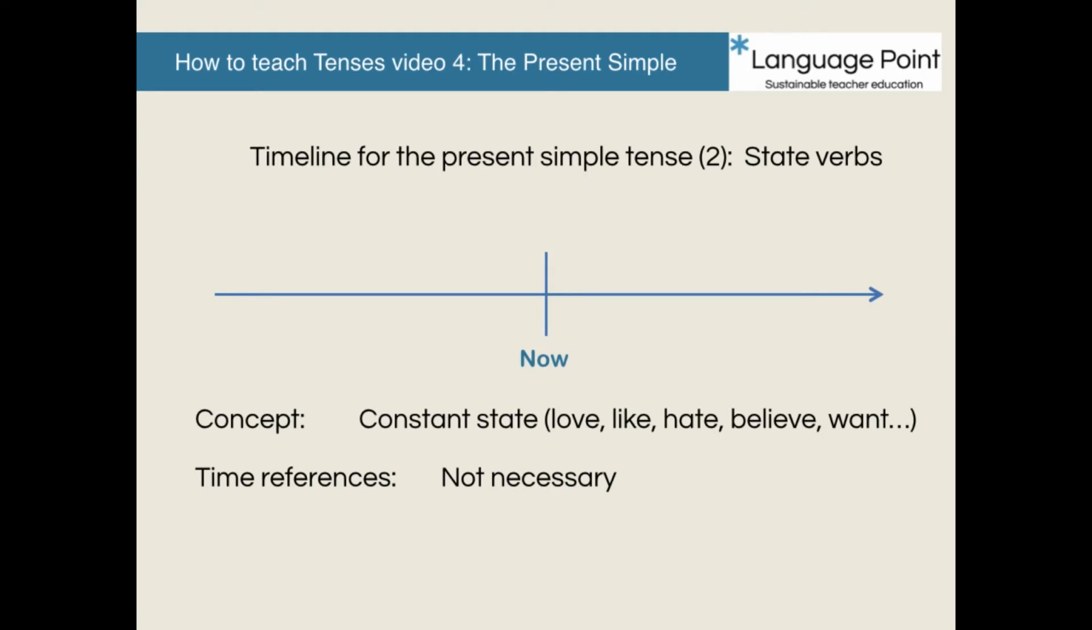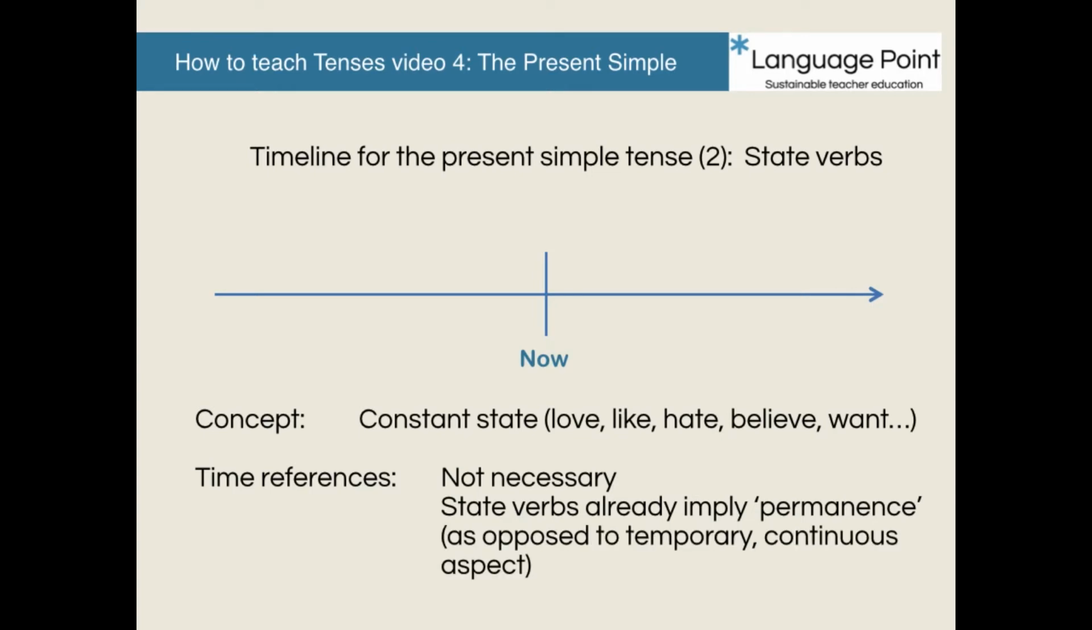They don't stop when we go to sleep, or we can't choose to stop and start them, so they just happen all the time. And state verbs already have this permanence meaning in them. So again, we don't need a time reference to show how often they happen or how many times they happen. That just doesn't work for state verbs. And it's important to draw the contrast between a permanent state verb and a temporary continuous tense, for example, the present continuous.